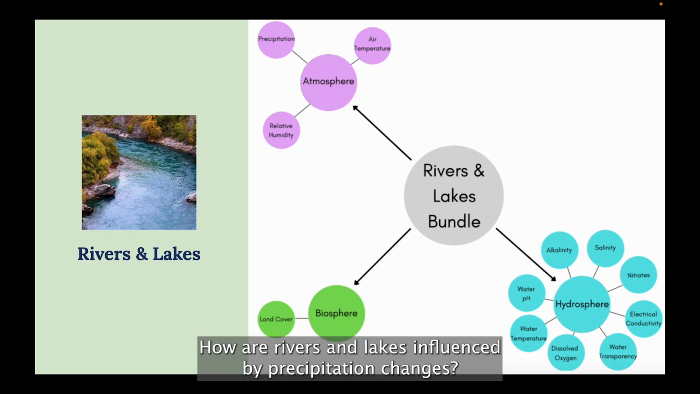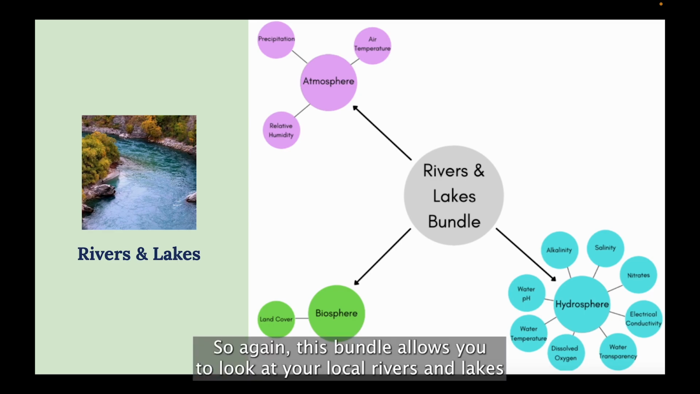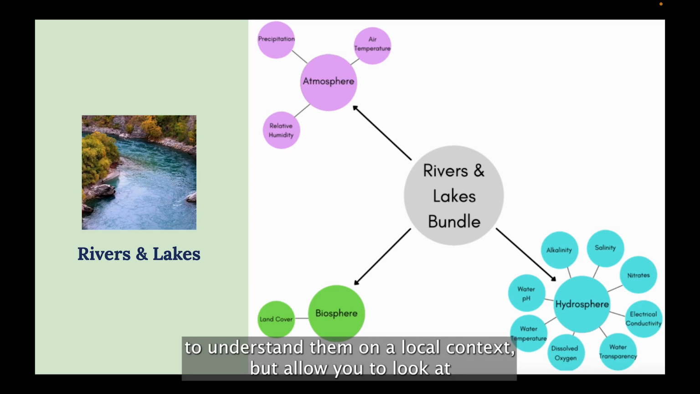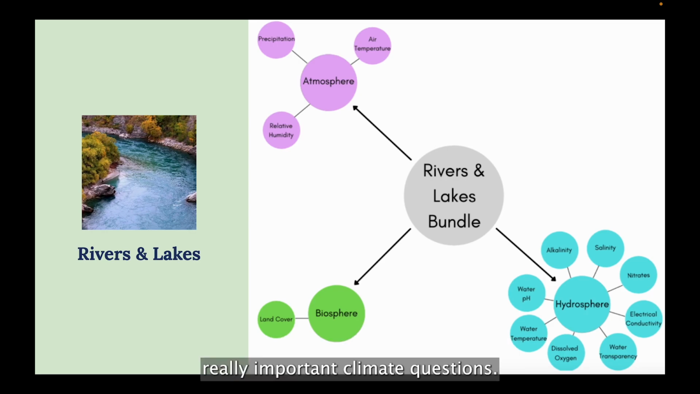How are rivers and lakes influenced by precipitation changes? How are they influenced by air temperature changes? So again, this bundle allows you to look at your local rivers and lakes to understand them on a local context, but allows you to look at other rivers and lakes around the world and ask these really important climate questions.